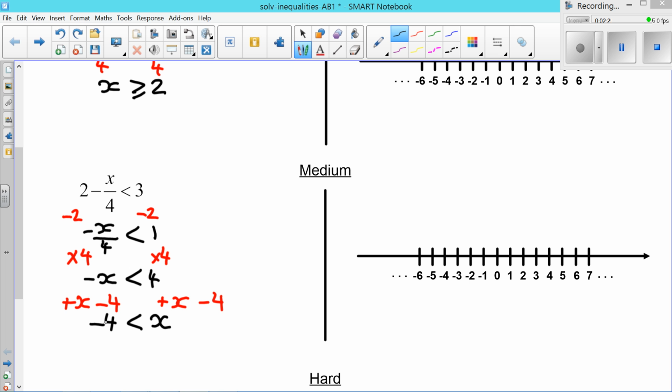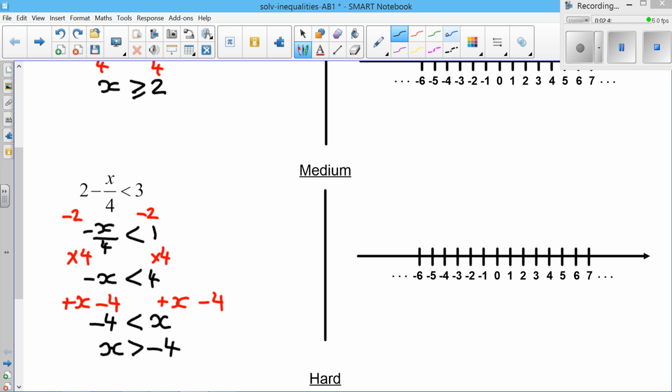This is the solution and it reads minus 4 is less than x, but I can also read it x is greater than minus 4 and I can write it this way. So x is greater than minus 4. These two lines are exactly the same. So the solution is x is greater than minus 4.